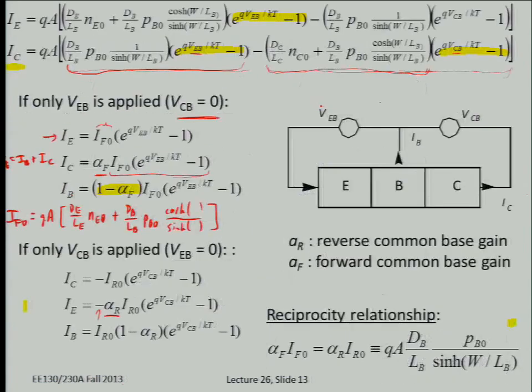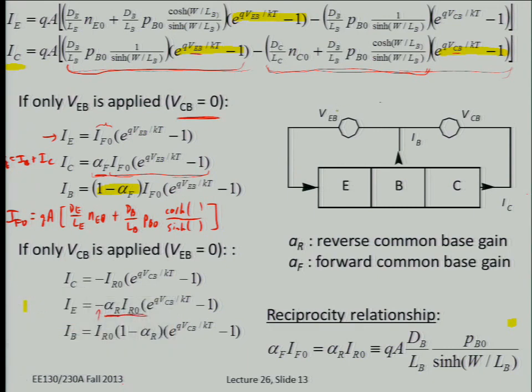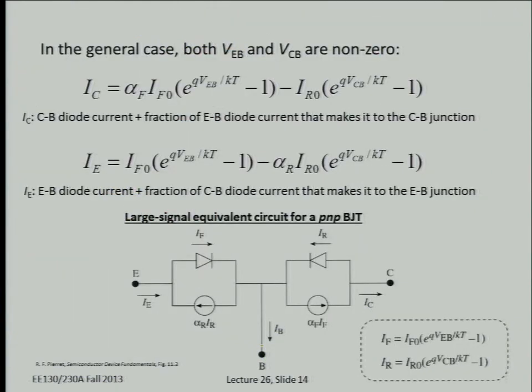Let me go back here. This alpha R times IR is actually equal to alpha F IF. If you look at these equations, let me highlight it. It's this term here. These two terms are the same. So that's basically this reciprocity relationship. Okay, let's finish this up.